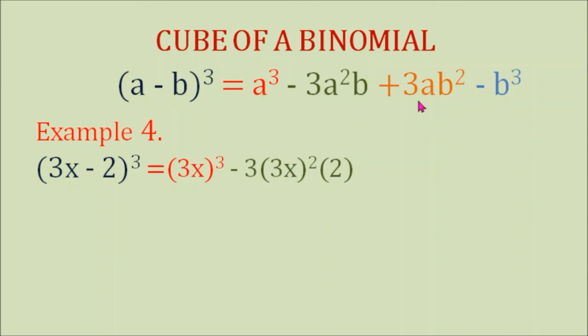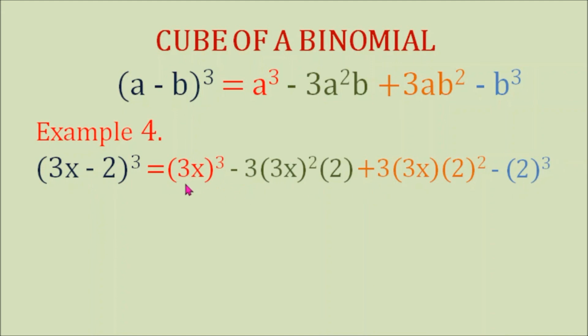For our third term, we have 3ab squared, so that's 3 times 3x times 2 squared. Our a again is 3x, so times 3x. And then b squared, our b is 2, so that's 2 squared. Then minus the cube of the second term, so that means minus the cube of 2. We are going to simplify.